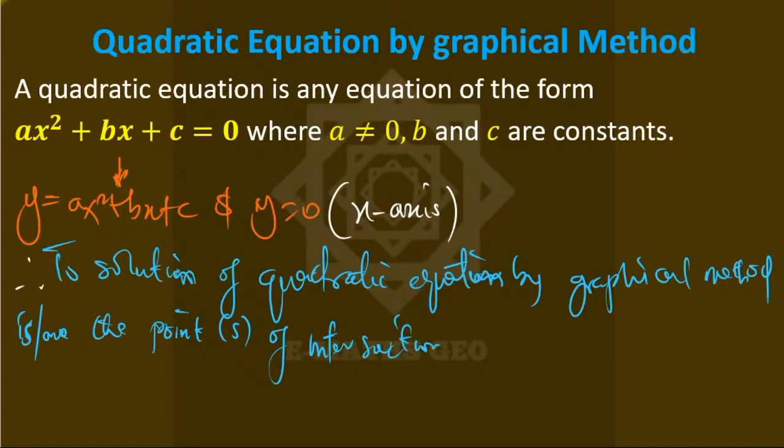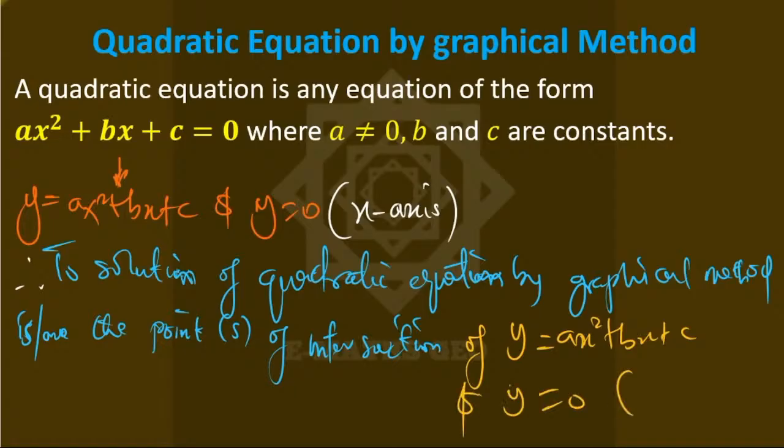The two functions are y equals ax squared plus bx plus c, that's the quadratic curve, and y equals 0, which is the x-axis. So we know that a quadratic curve is either concave up or concave down. Either way, there must be an intersection between the curve and the x-axis for it to be solved by graphical method.